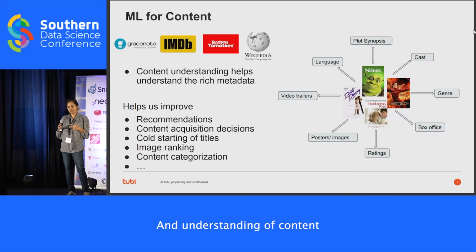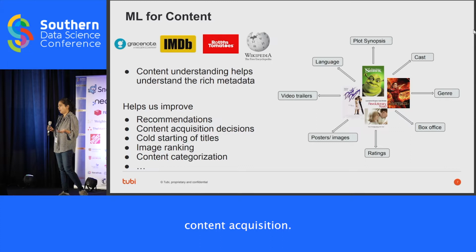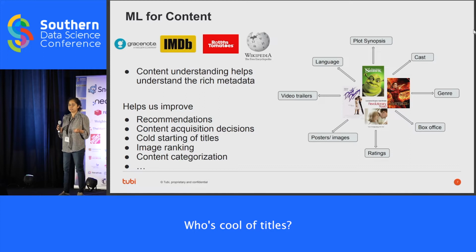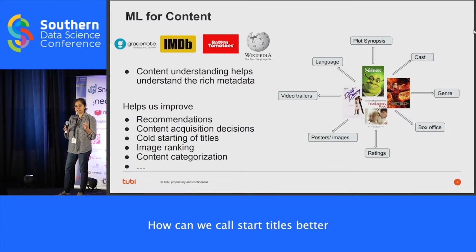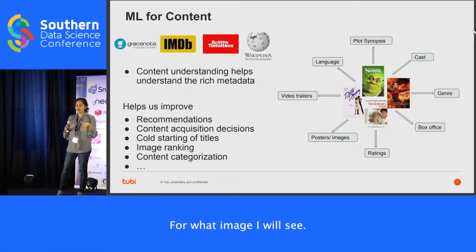And understanding of content can help us with several downstream applications. For example, recommendations, of course, the biggest primary application. Content acquisition: how can we bring in titles that resonate well with our audience? Cold starting of titles: how can we cold start titles better so that they can find their audiences quickly? Image ranking, or the ranking of the artwork that we show when you log on to the home page. For each and every title that you see, the image that you see is actually personalized. So what image you see is different from what image I will see.